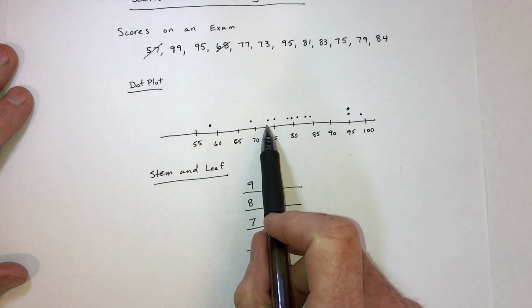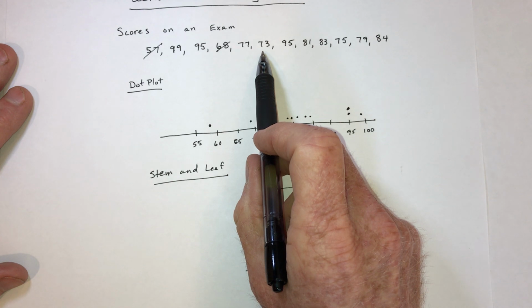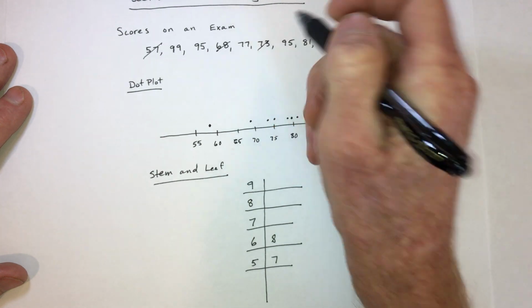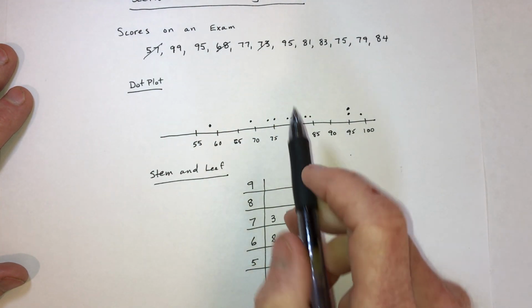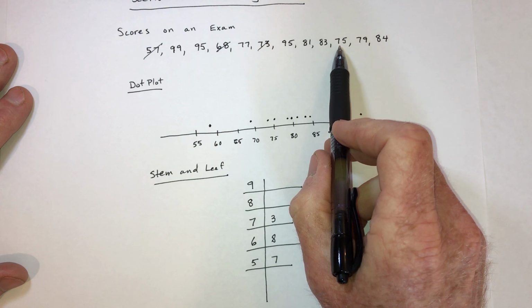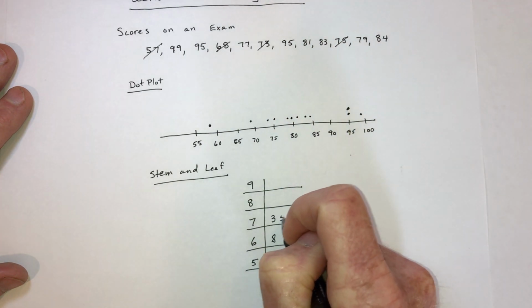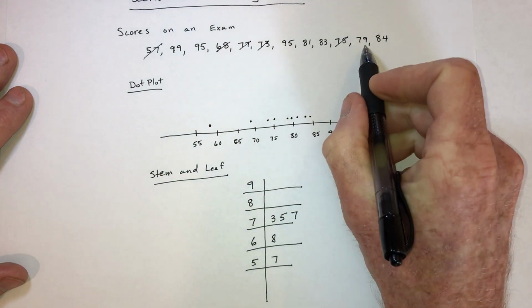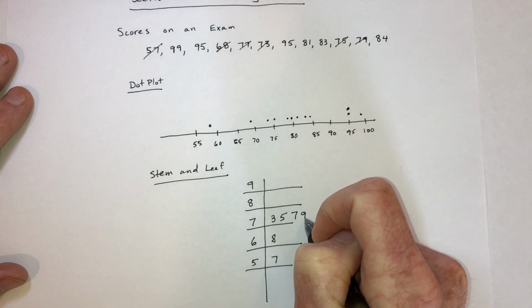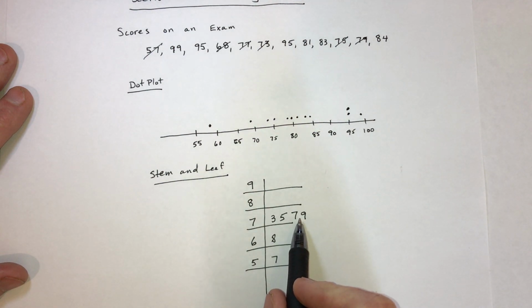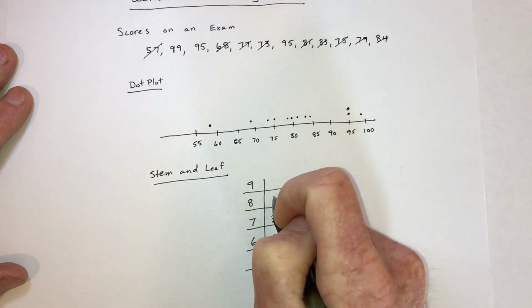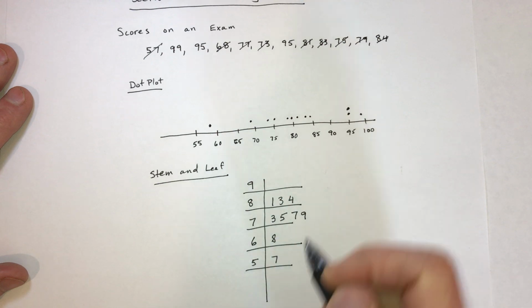For the 70s, there's 1, 2, looks like there's 4. And I need to go in order, starting with the smallest. I believe it is this 73. So 73. And then after 73, it's going to be this 75. And next is going to be 77. And then 79. So then those are the 4 people in the 70s. And then for the 80s, there's 81, 83, 84. So 81, 83, and 84.